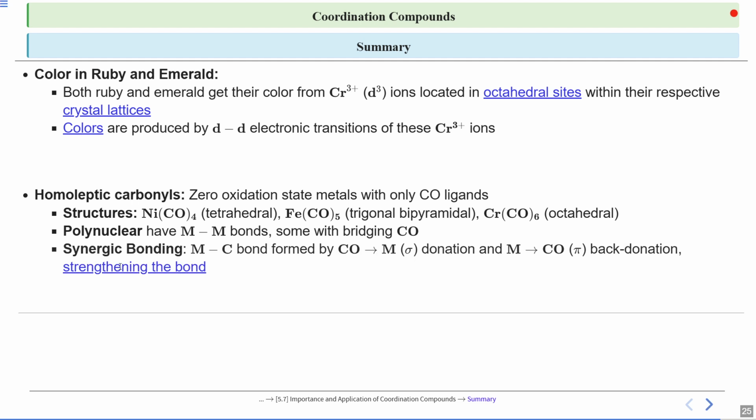We also saw the synergic bonding concept, where the metal-carbon bond is formed by sigma donation of carbonyl electrons to the metal and pi back donation of metal electrons to the carbonyl ligand. This synergic effect strengthens the bond between the carbonyl and the metal.